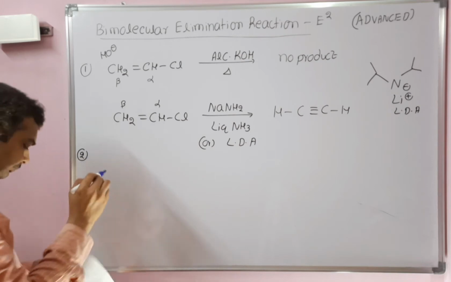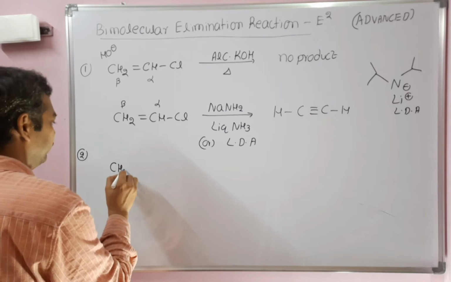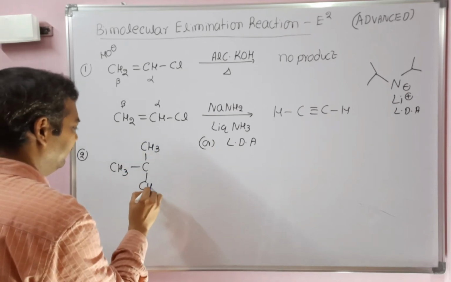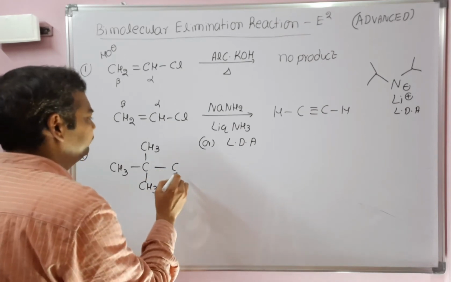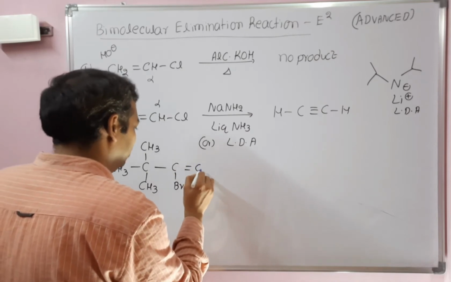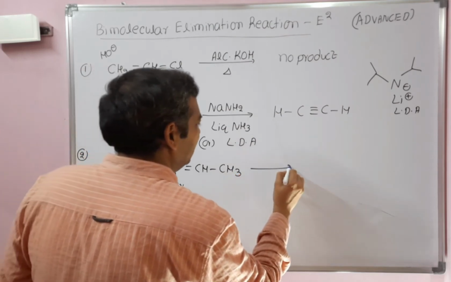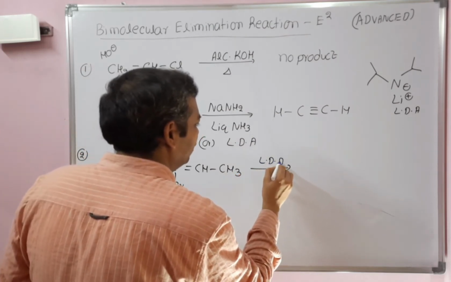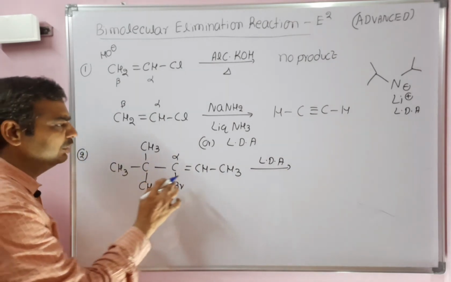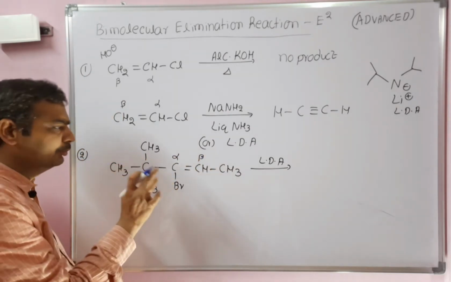Next example. CH3, C, bromo double bond CH3. Okay. So here, use LDA. We can use either LDA or sodamide. So here, see, this is alpha. At beta there is no hydrogen on one side, so only the other beta is possible. Here there is no hydrogen, so it is not possible to abstract a proton.